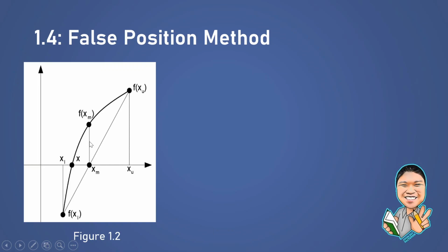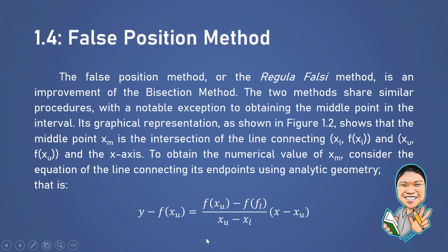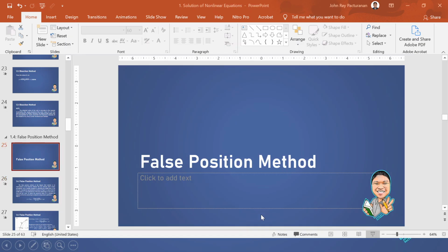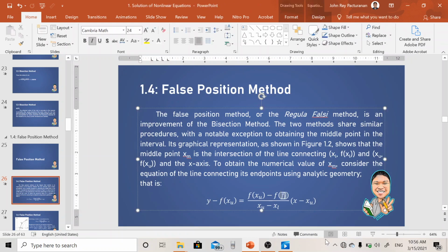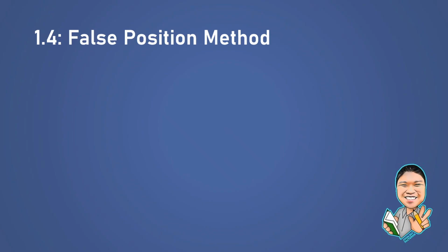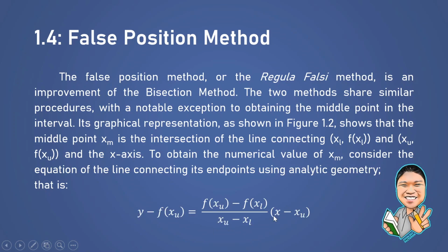Okay? So, from analytic geometry, kung maalala nyo, di ba? This is the equation of two points of a line. Y minus f of x sub u is equal to f of x sub u minus f of x sub l, I think x sub l dapat yon. Baguhin ko lang, pasensya na sa pagkakopya. Yan. F of x sub l. Tapos, x minus x sub u all over x sub u minus x sub l. Parang ano lang to, y minus y sub 1 is equal to m times x minus x sub 1.